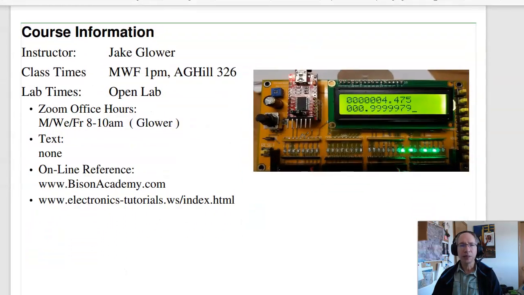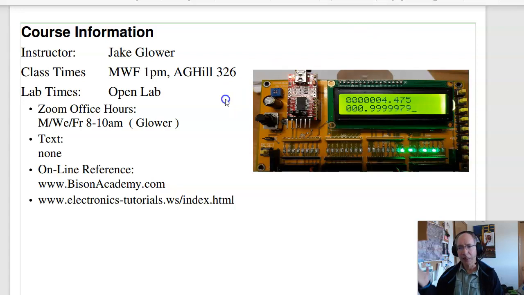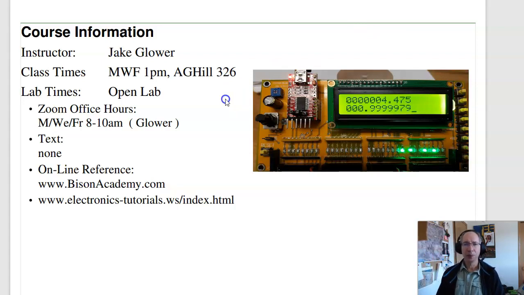So, information for this course. Again, I'm Jake Lauer. Class meets Monday, Wednesday, Friday, 1 p.m. in Ag Hill 326. The lab times, this is an open lab. You can use ECE, I think 311 or 327. I think those are right. Pretty much anytime, 24/7. The boards are set up if you have your own computer or your own laptop. You don't really have to come into lab. You can program at home.